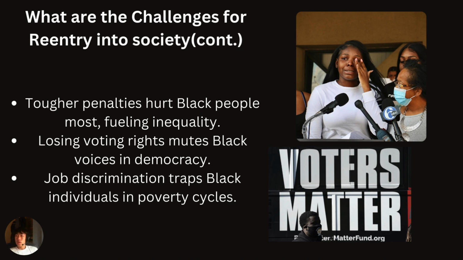Next, losing the right to vote silences black voices in democracy. Also, losing the right to vote makes it so black voices cannot participate in a court jury. This can make it so racial discrimination cases can be unfair with an all-white jury, because oftentimes the all-white jury doesn't have any true insight on what it means to be black or a minority in the United States. Lastly, job discrimination keeps black individuals stuck in cycles of unemployment and poverty.